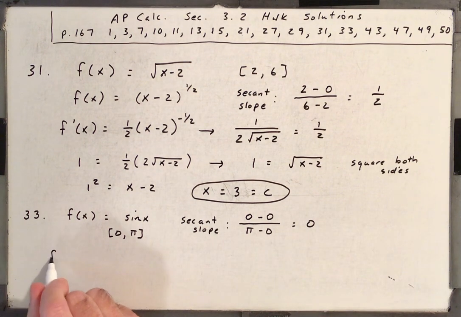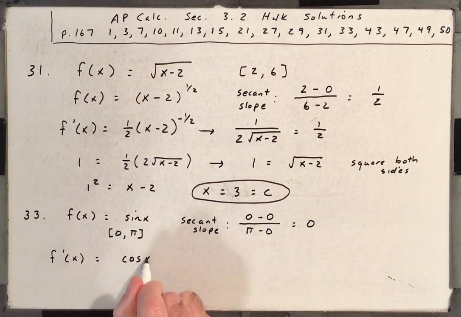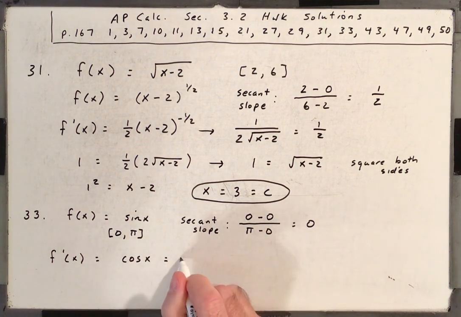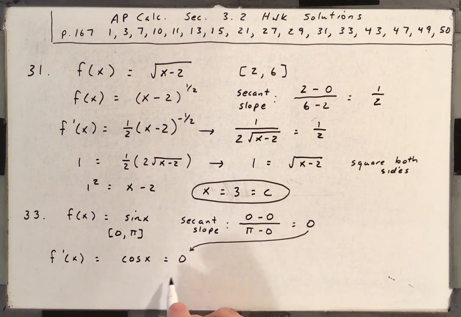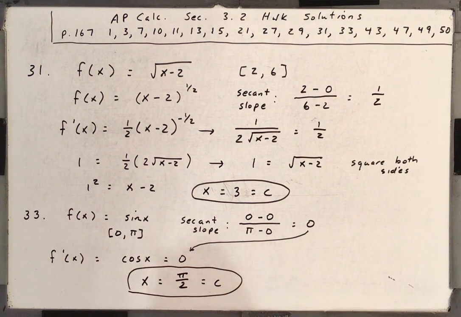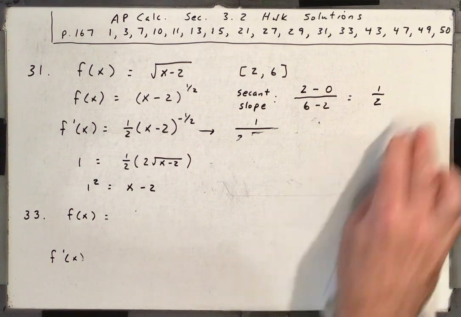All right. So f prime of x is equal to cosine x, and we're going to set that equal to the secant slope 0. All right, and where is cosine 0? It is at pi over 2. And that is our value for c, where the slope of the secant line is equal to the slope of the tangent line. All right.